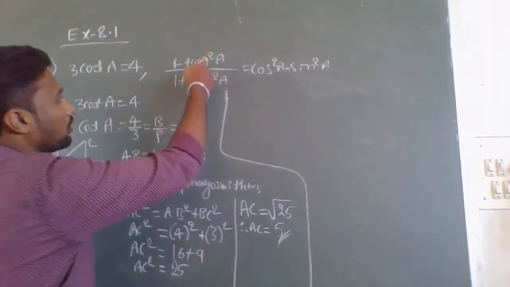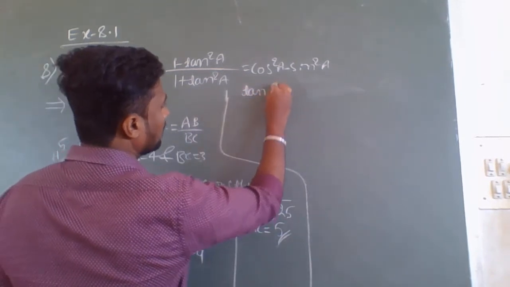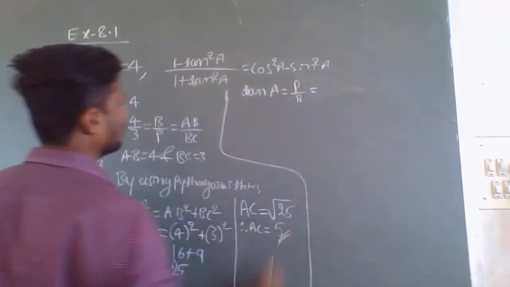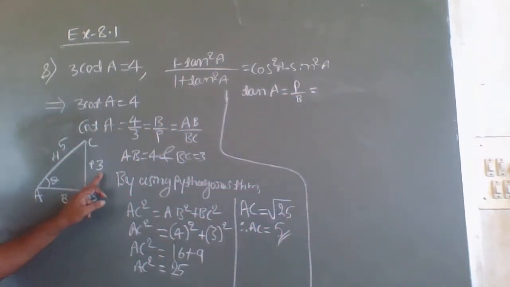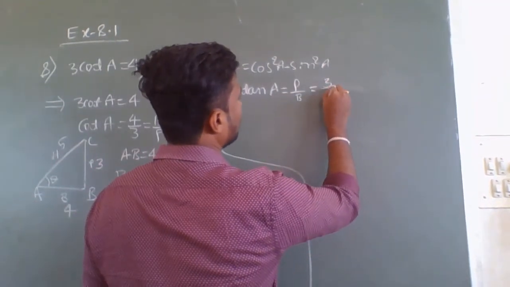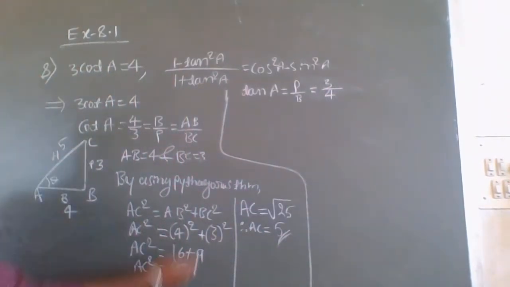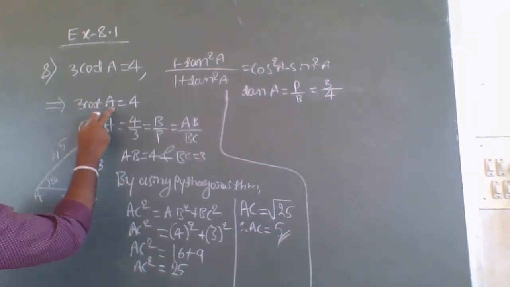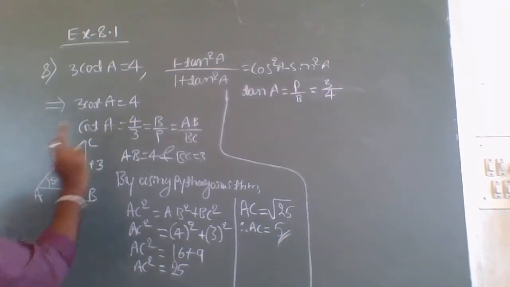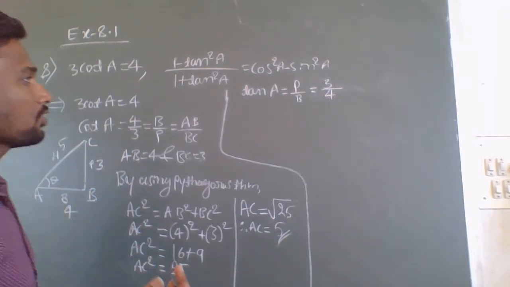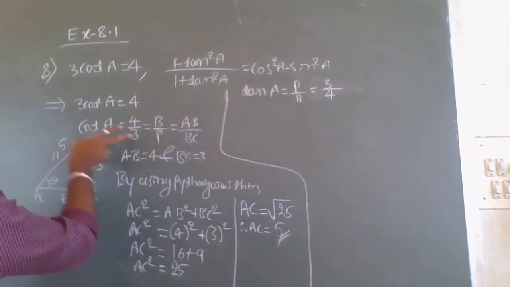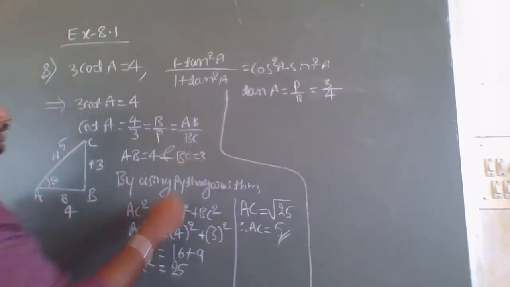To check this, first we have to get tan A value. What is tan A? We know that tan A always equals perpendicular by base. Perpendicular value is 3 and base value is 4. Therefore 3 by 4, this is tan A value. Or here you can write directly, because they have given 3 cot A is 4, means cot A equals 4 by 3, and we know that tan A is reciprocal of cot A. Therefore tan A equals 3 by 4.